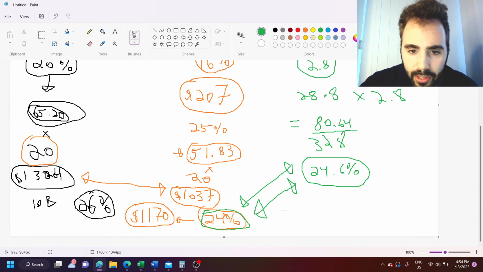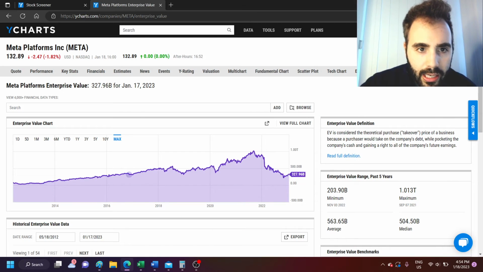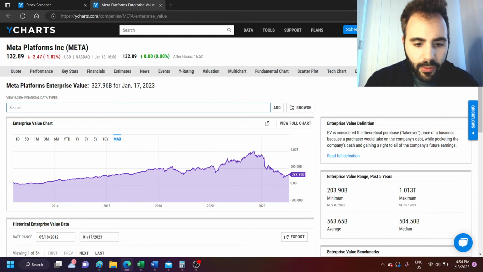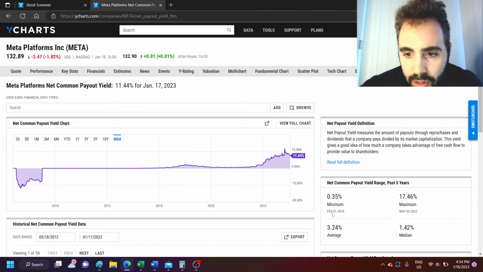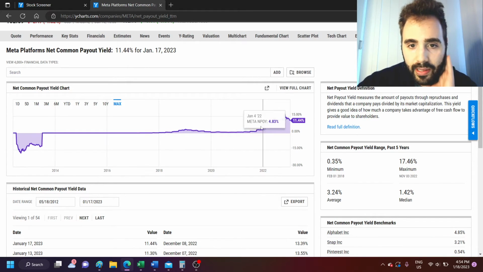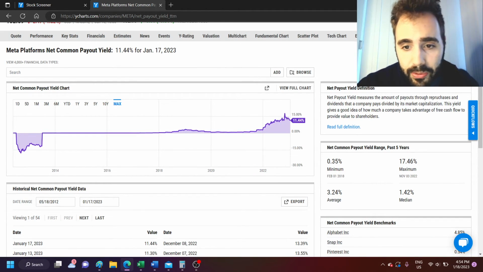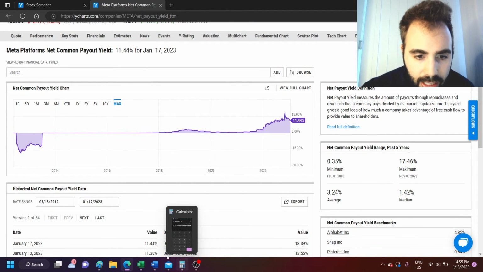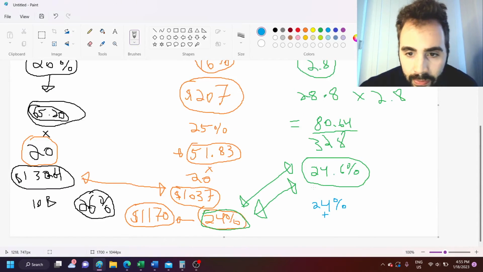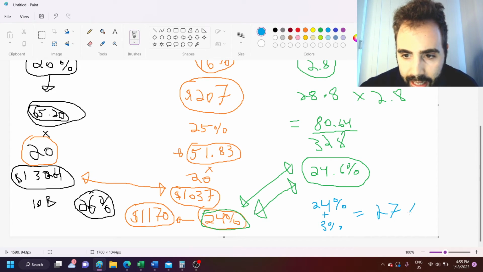In addition to this number here, let's just say our rate of return is going to be 24%. We'll take 24%. We also have to add to it the dividend yield and share buyback yield. Meta, we call it the net common payout yield, which is the dividend yield plus the share buyback yield. Meta has been doing about 3% on average over the last 5 years or so. They don't pay dividends, but they've been buying back about 3% of their shares. So if we were to add 3% to this number, we would get about a 27% annualized rate of return.